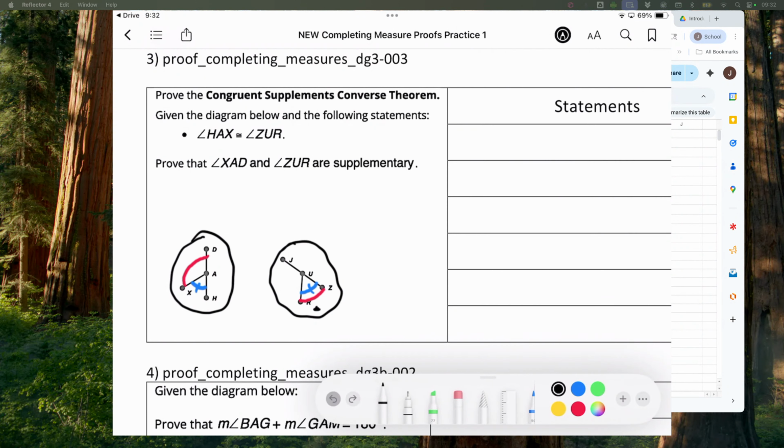I get it if you're feeling confused at this point. It just takes time and practice to get better at these.